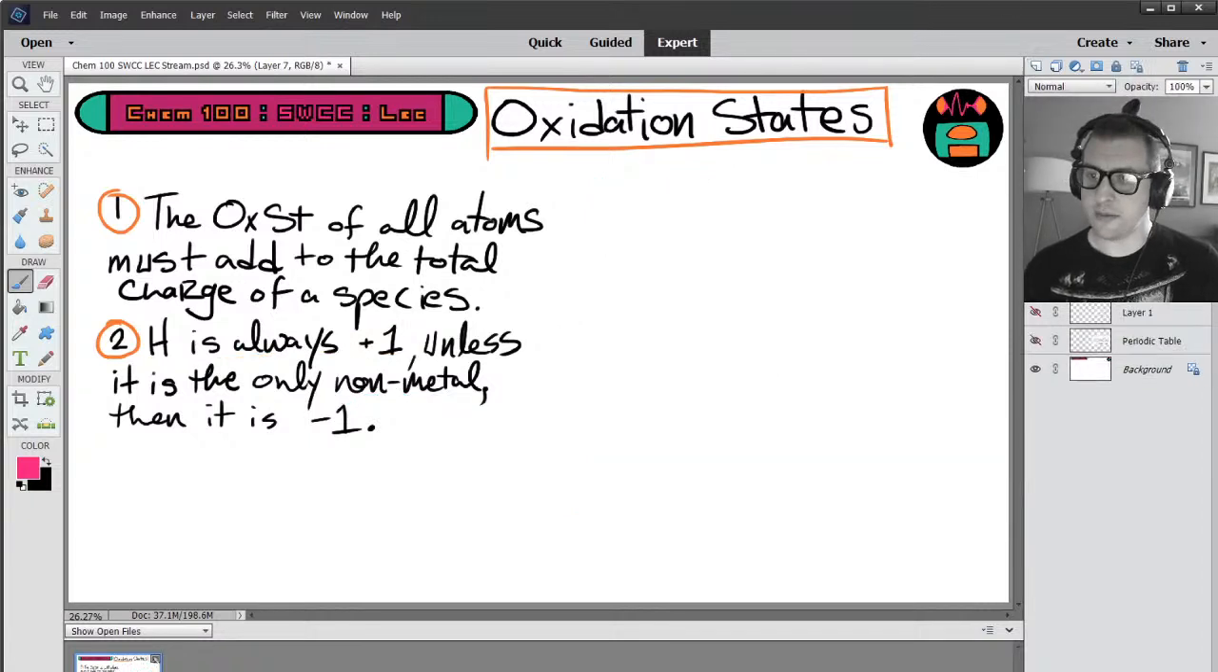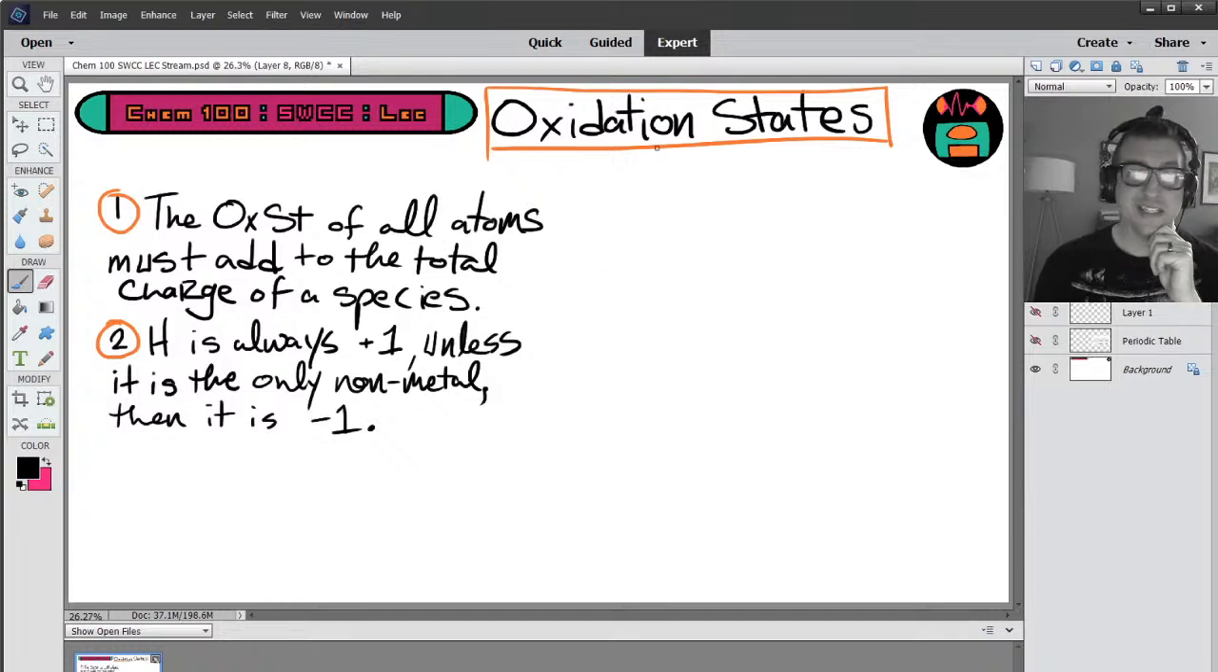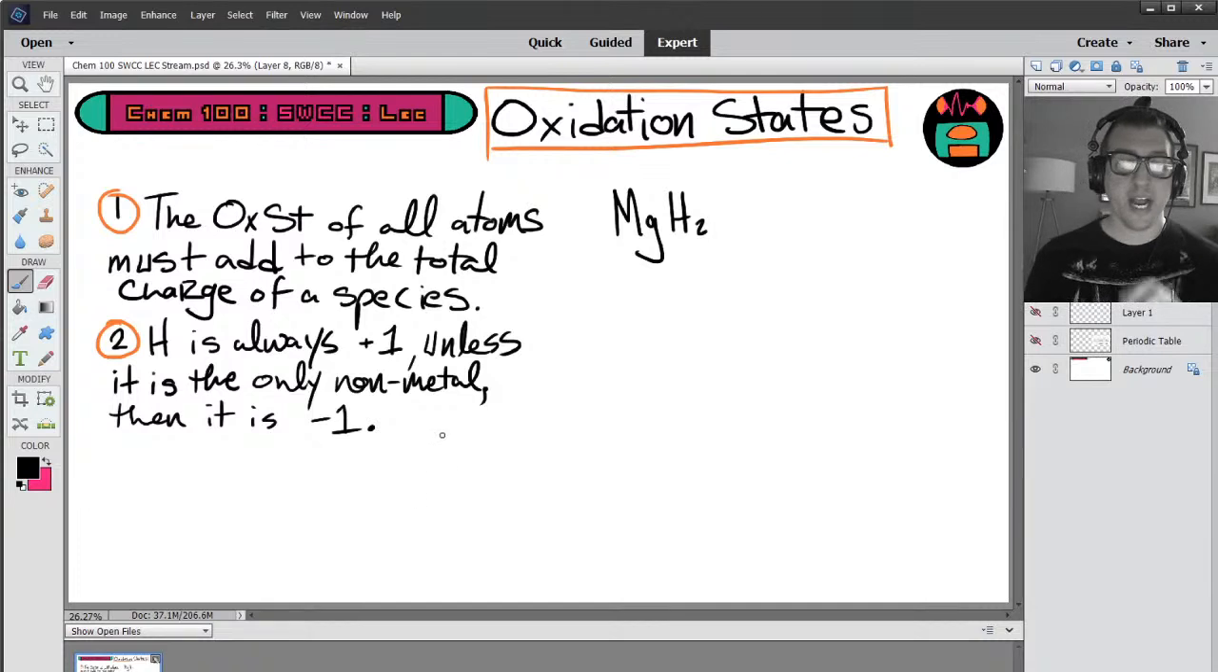Let's do another example. Let's do magnesium hydride. All right, let's assign all our oxidation states. Rule number 1 can't help us yet, so we move to rule number 2, which tells us something about hydrogen. Hydrogen is always plus 1 unless it is the only non-metal.